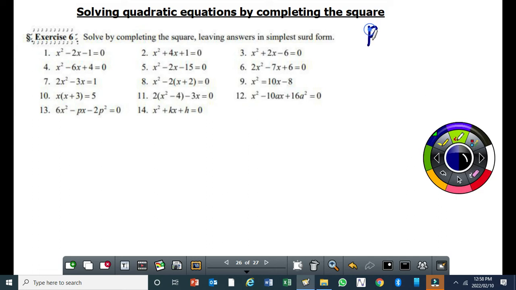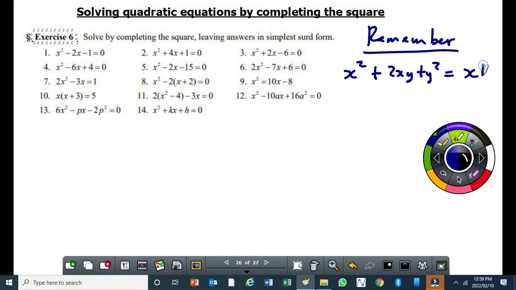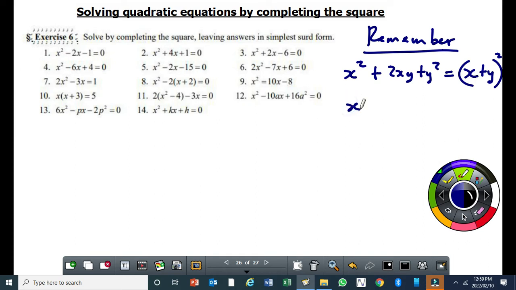Right, so remember your perfect square trinomial that I told you about. There are two of them. If I use x and y, x squared plus 2xy plus y squared is equal to x plus y all squared. Also, x squared minus 2xy plus y squared is equal to x minus y all squared.